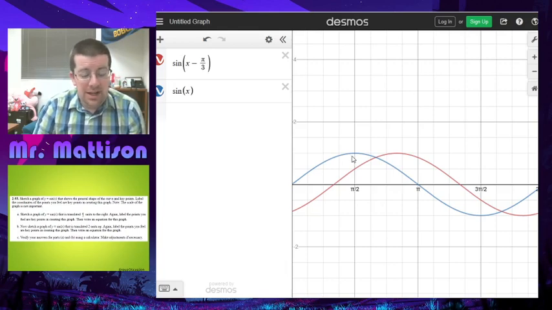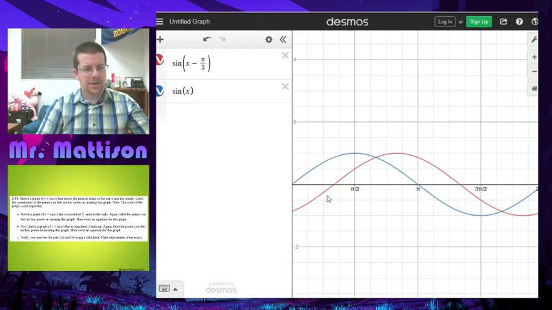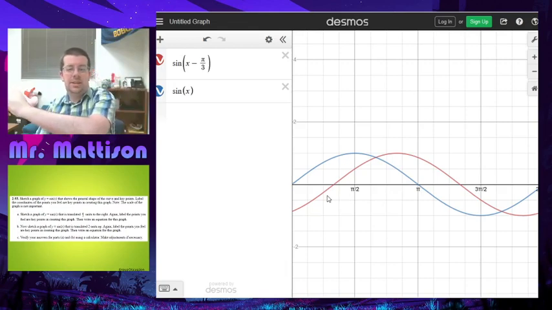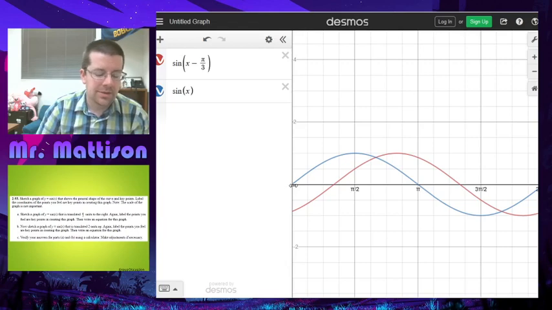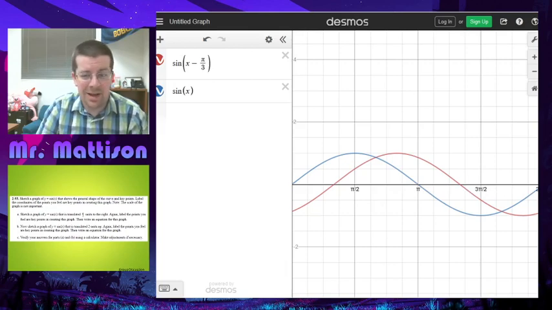The key points on a basic sine curve: we have our 0, 0, our pi, and our 2 pi. Those are where we start, cross, and then end. Halfway in between these I'm going to have my maximum point. Halfway between 0 and pi is pi over 2, so there's my maximum. Halfway between pi and 2 pi is my minimum, that's 3 pi over 2.